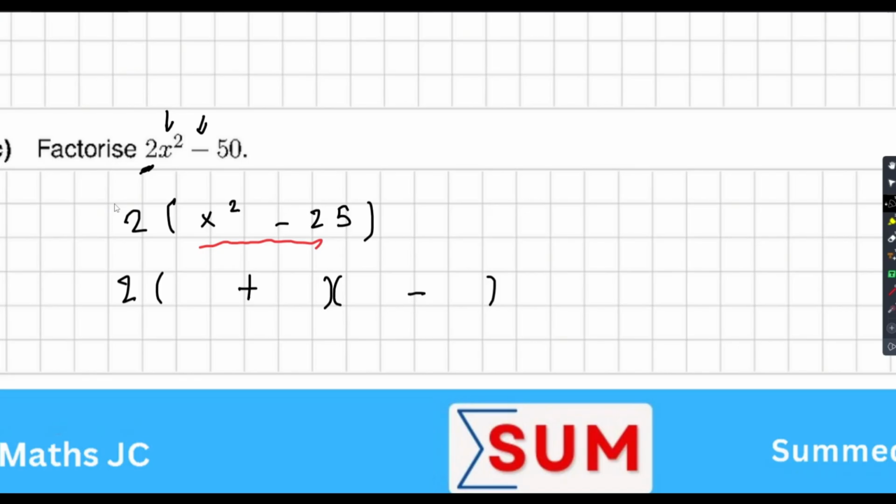The square root of the first thing. What's the square root of x squared? It's x. What goes in the second entry of both of them? The square root of the second thing, which is 5. And that is your final answer. So that's one to watch for the mock exams.